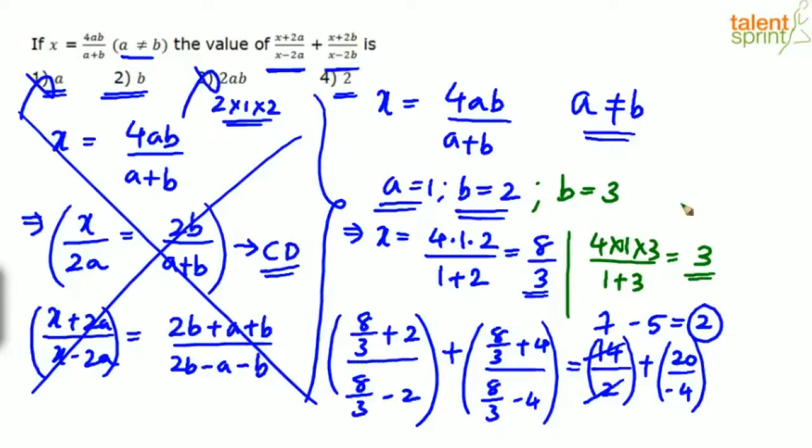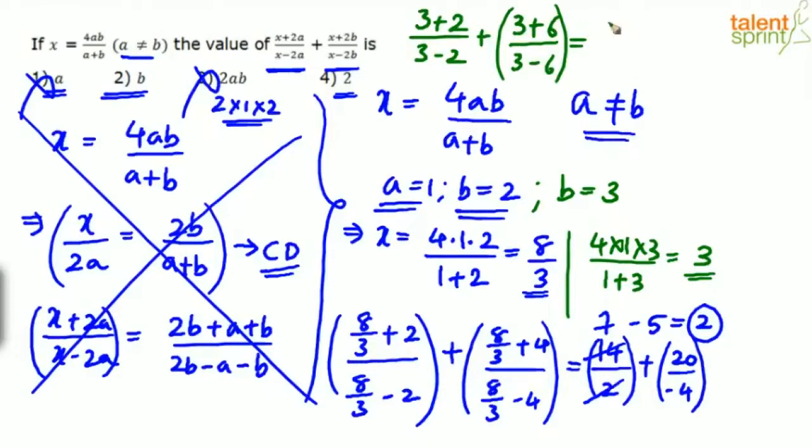Now substitute x equals 3 and a equals 1 and b equals 3. So what do we get? (x + 2a) divided by (x - 2a), plus (x + 2b) divided by (x - 2b). Are you able to follow? x equals 3 is what we have got. So 3 plus 2 into 1, 2, divided by 3 minus 2. And taking x as 3 and b was taken as 3, so 2 into 3, 6. 3 plus 6 by 3 minus 6. How much is this? 3 plus 2, 5 by 1 is 5. And this is 3 plus 6, 9. 9 divided by minus 3 is minus 3. 5 minus 3 comes out to be 2.